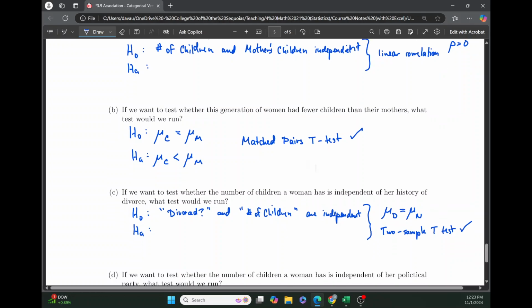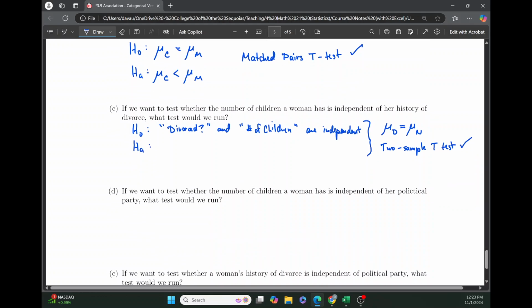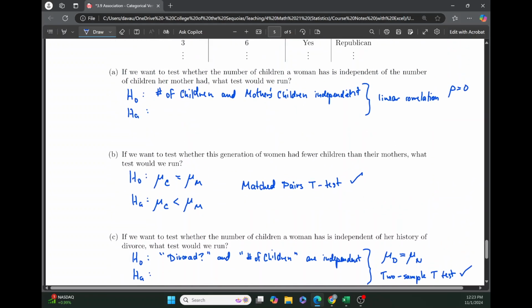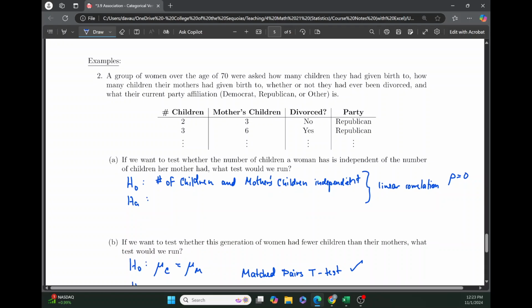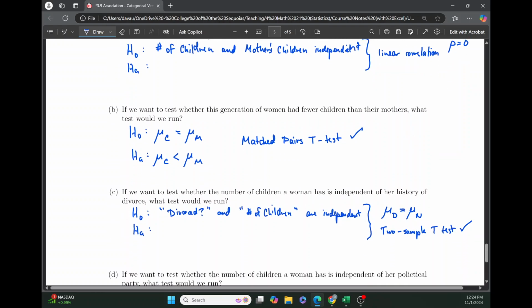What about an ANOVA? Well, if we want to test whether the number of children a woman has is independent of her political party, we would run an ANOVA, because political party had three possible responses, right? Republican, Democrat, or other. So we would need to split the number of children column into three columns, Republican, Democrat, and other, and then compare those three means. So we would have to run an ANOVA on that.